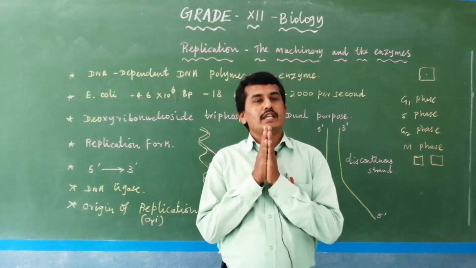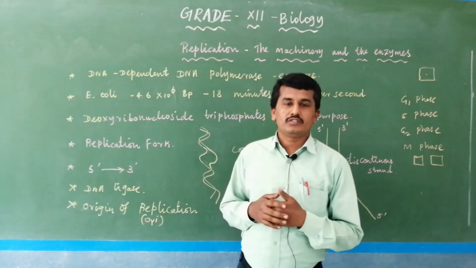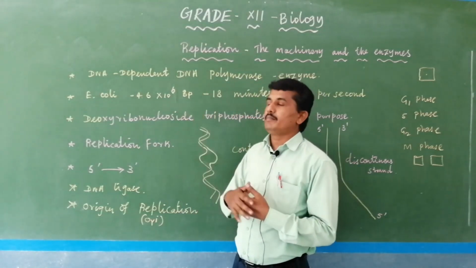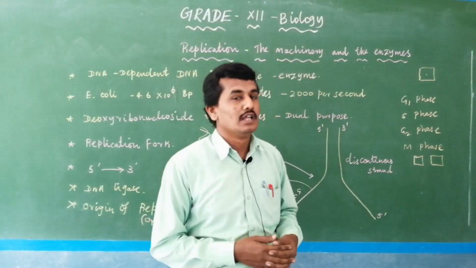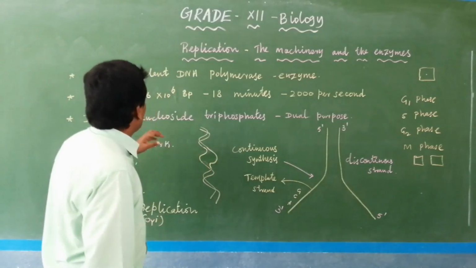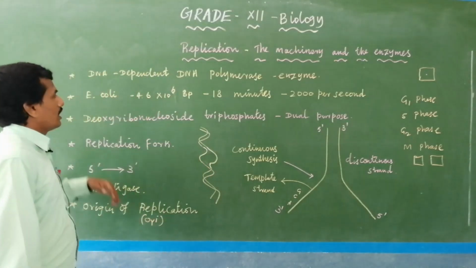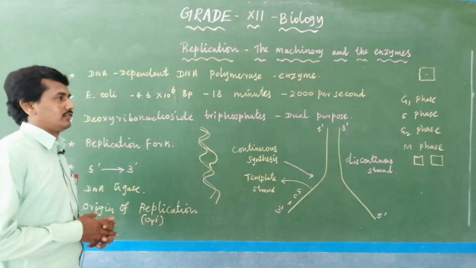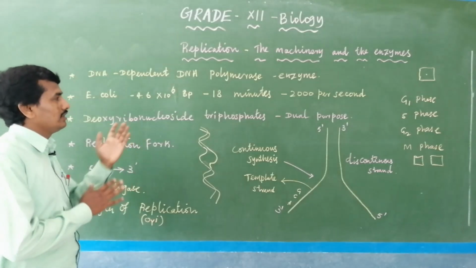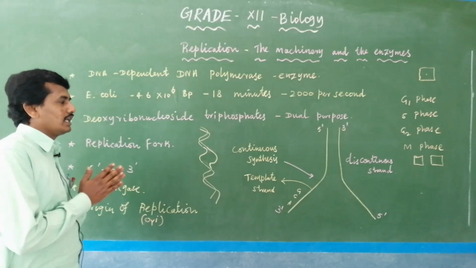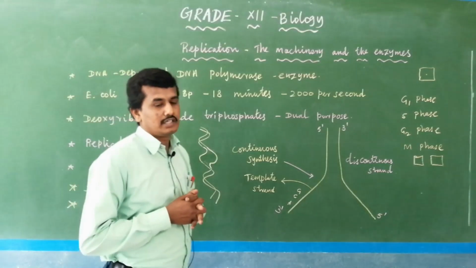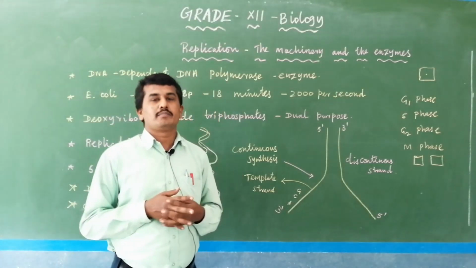So during DNA replication, various enzymes are involved, like DNA dependent DNA polymerase and DNA ligase. For our study, the one important enzyme is DNA dependent DNA polymerase. This is an enzyme. It is dependent on DNA and forms another DNA, that is DNA dependent DNA polymerase.